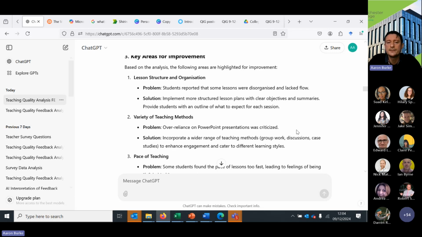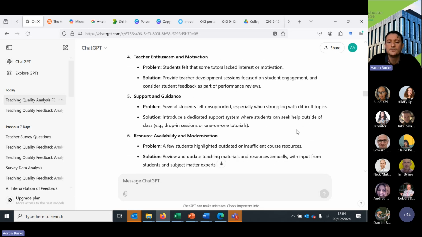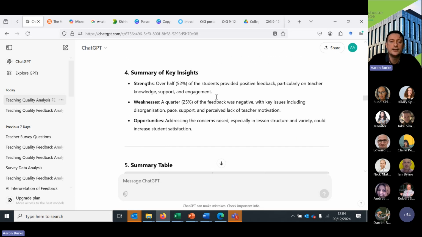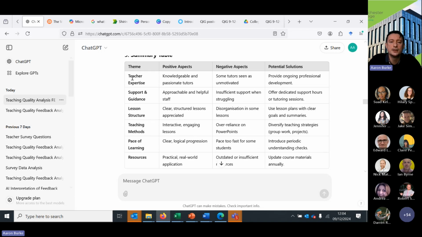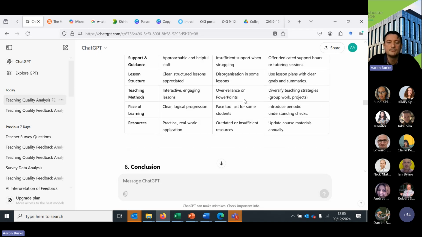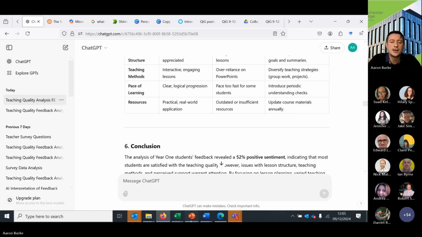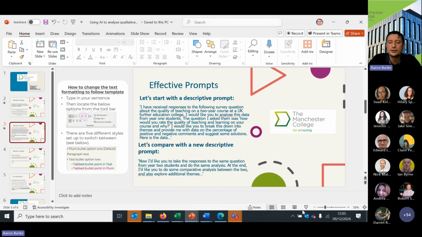What it's also done is given us some nice AFIs as well. So at the end, we have our nice summary. And then importantly, it's broken them down in each of the key themes for us with some positivity and negativity. So we've done that for year 1 students.